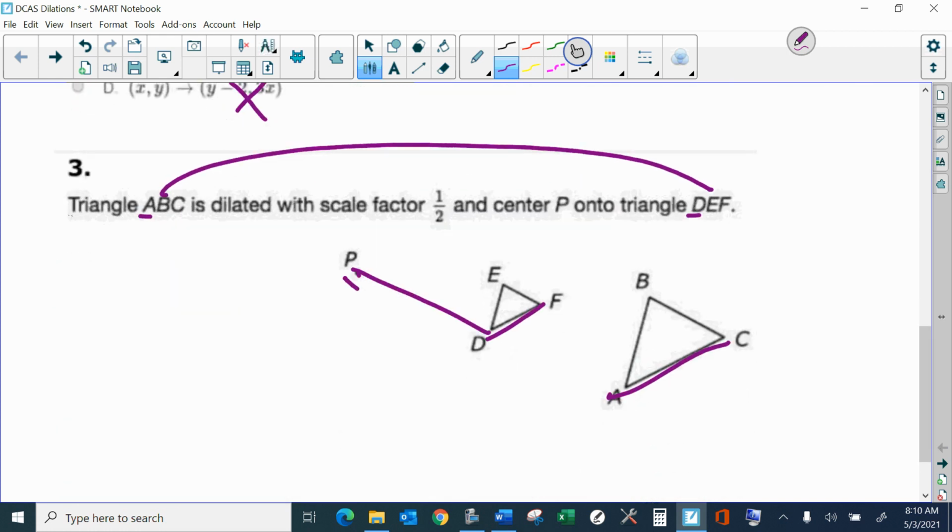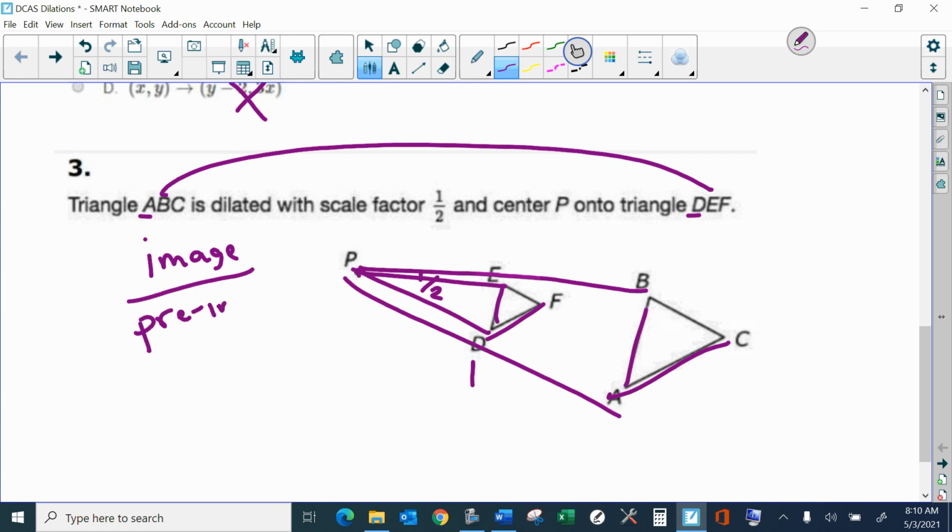P to D is not the same distance as P to A. P to D is 1/2. This is 1/2. If that's a half, that's a full. That's VA is double. Remember, that's the other way we can check. We can check the corresponding lengths, or we can check from the center of dilation to corresponding points. Remember, don't forget, it's image over pre-image.